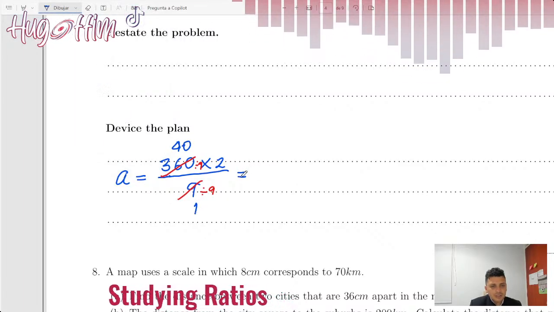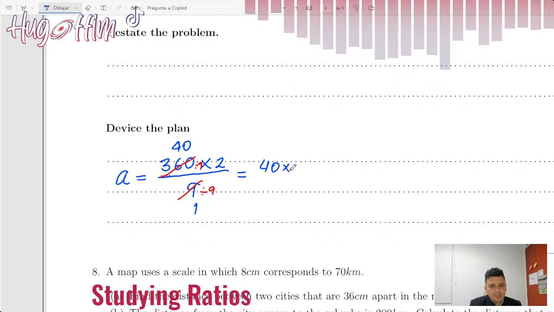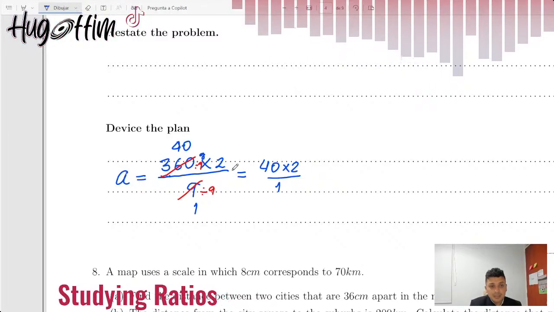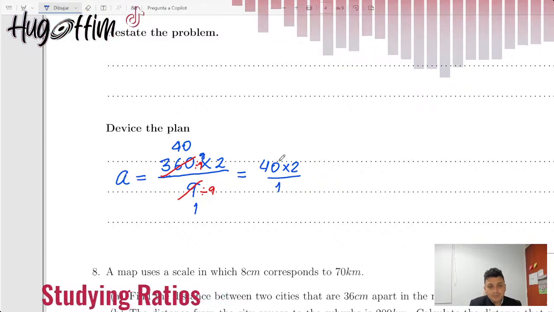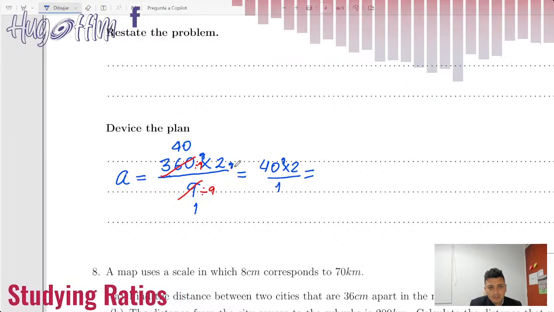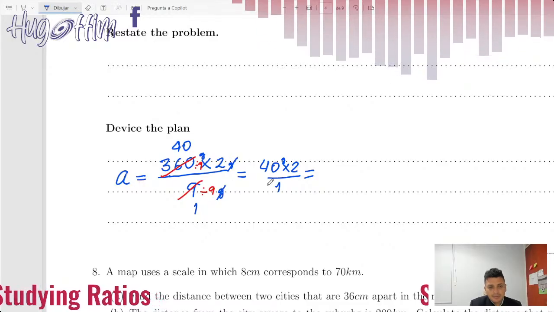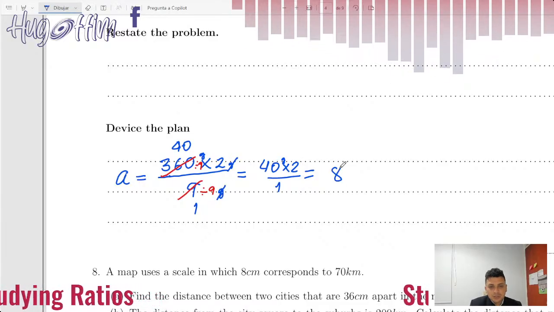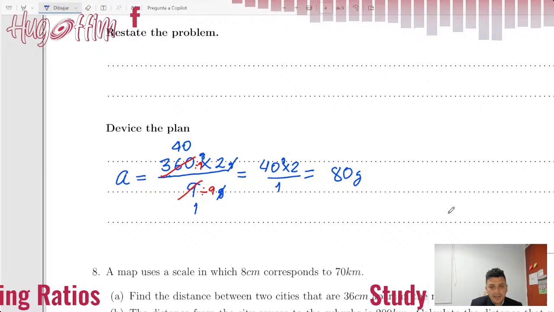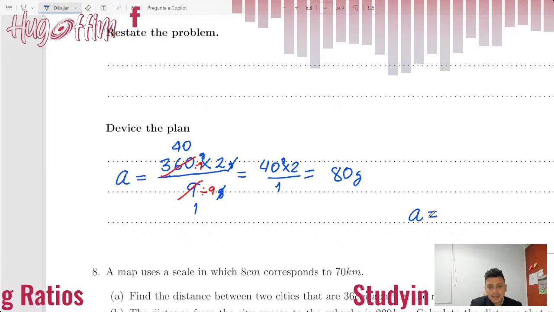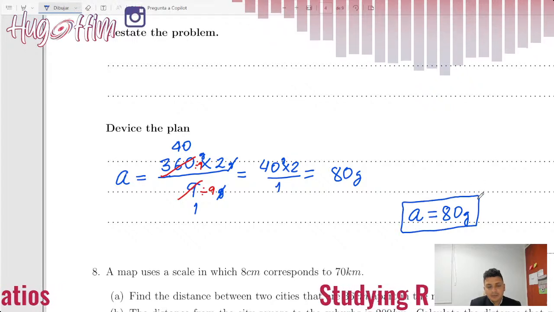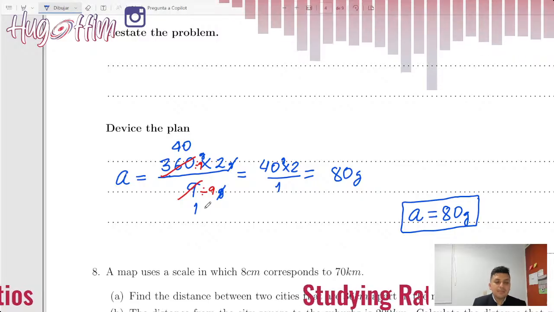So A is going to be 40 times 2 divided by 1. Oh, I forgot to put the grams, 360 grams. So I'm going to get 40 grams times 2. I can put grams here as well, and they simplify. So 40 grams times 2 is 80 grams. My answer is going to be 80 grams. So I'm going to need 80 grams of sugar for my 360 grams of flour in my recipe.